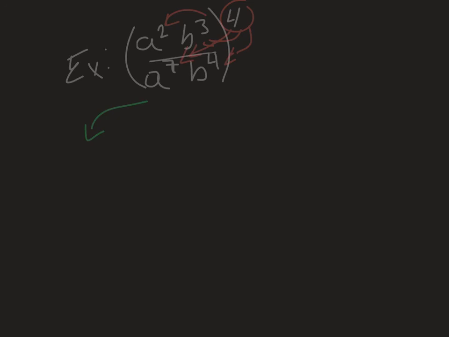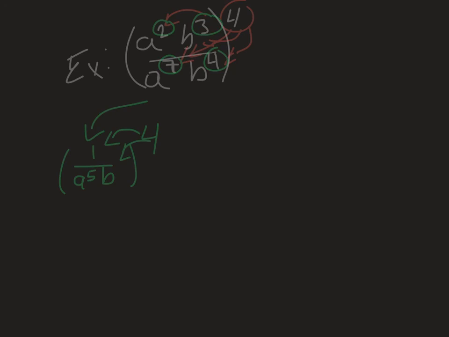So I'm going to leave the 4 on the outside. If I think about this, I have an a squared up here and a 7 down here, which means that I'll be left with a to the 5th in the denominator there. Similarly, I've got a 3 and a 4 there. For the b's, 3 minus 4 is negative 1, or I can just think of it, there's a b in the denominator. And then I'm going to distribute this guy in, the 4.